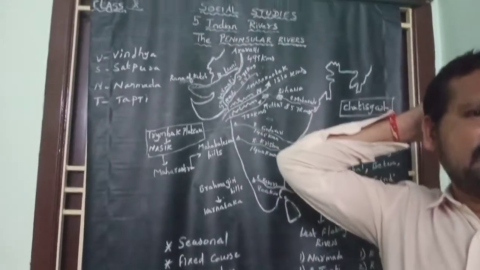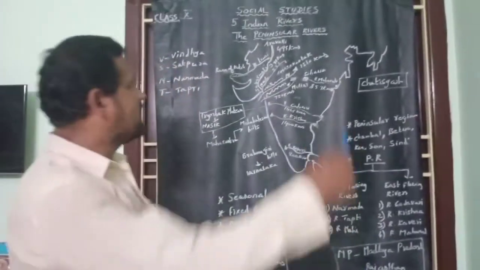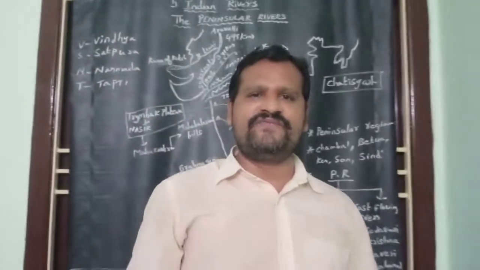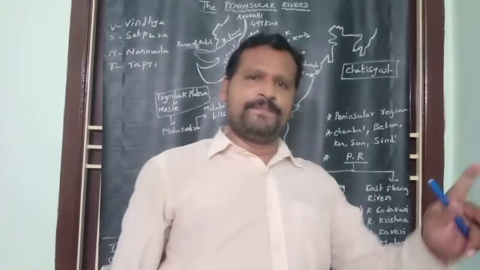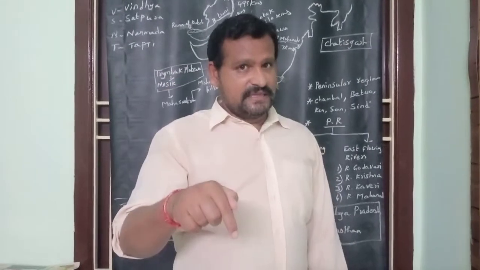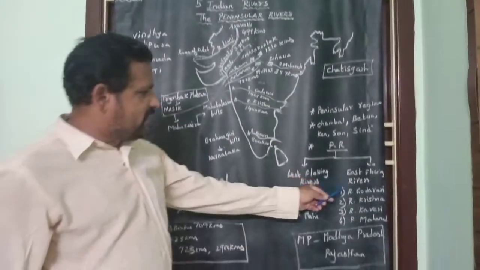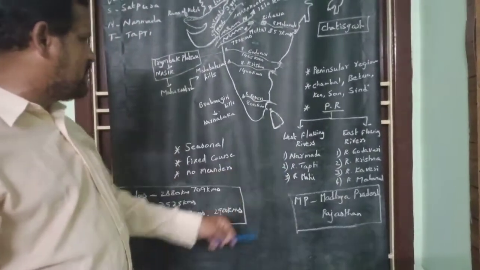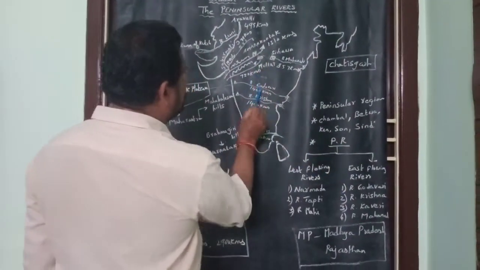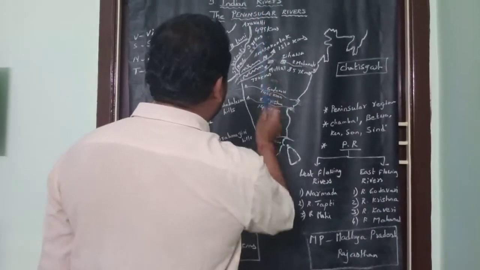Let me revise at a glance. Listen now. Actually, the drainage system of India is classified into two categories: the Himalayan river system and the Peninsular river system. About the Himalayan river system, we discussed in the last video. But in this video, we discussed the Peninsular river system. Godavari, Krishna, Kaveri, Mahanadi, Narmada, Tapati, Mahi, all these rivers are called peninsular rivers. Why? Because these rivers originate in the peninsular area.